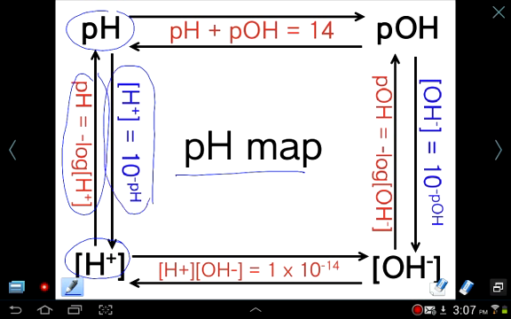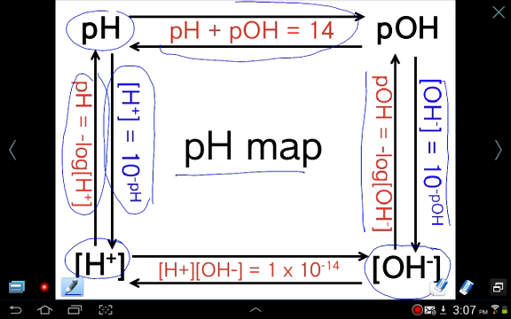You can do the exact same thing now with OH minus. To get to pOH, you just negative log it. If you want to undo that, you do 10 to the negative pOH. This derived equation allows you to go from pH to pOH by using pH plus pOH equals 14, and this came from our Kw calculation. So all of the equations that we use are actually summarized here.